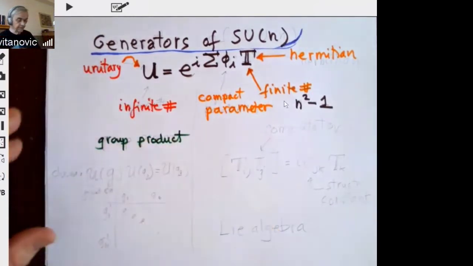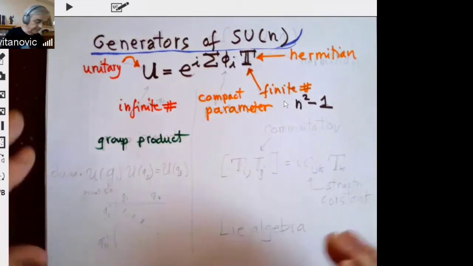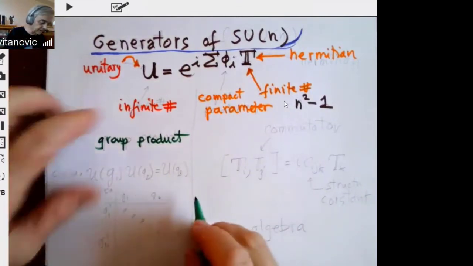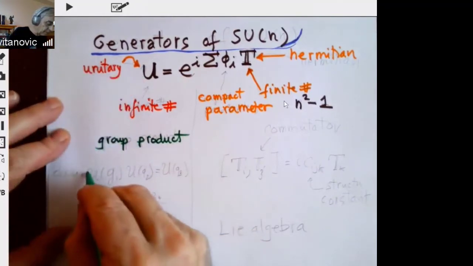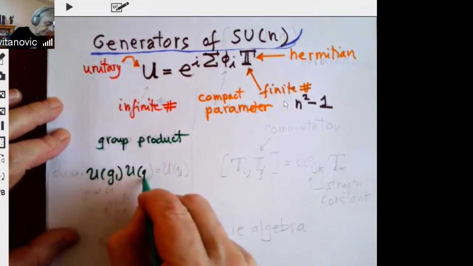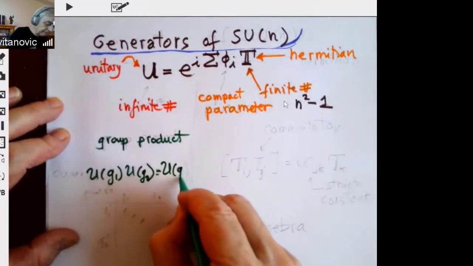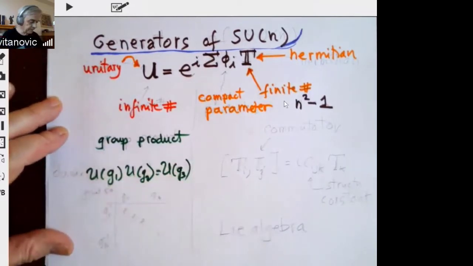And it's very nice to think in terms of explicit matrices. So matrix representation, that's what these guys are. I have closure. If I multiply two of these guys, I get another element of the group.